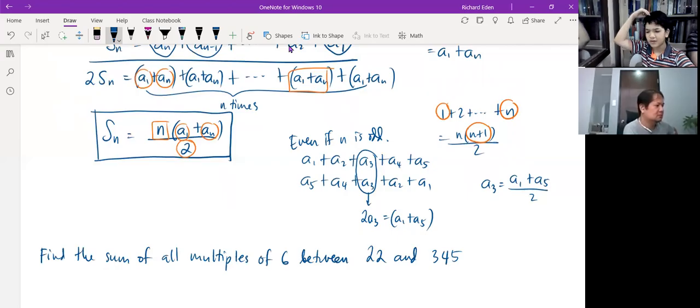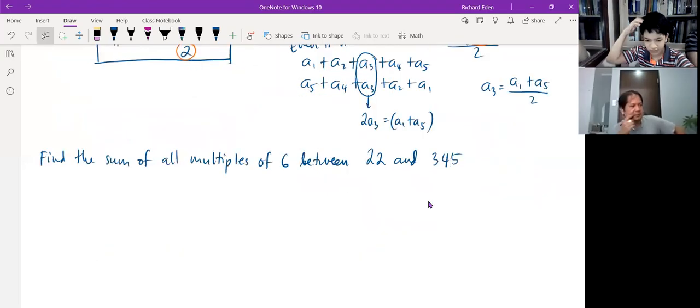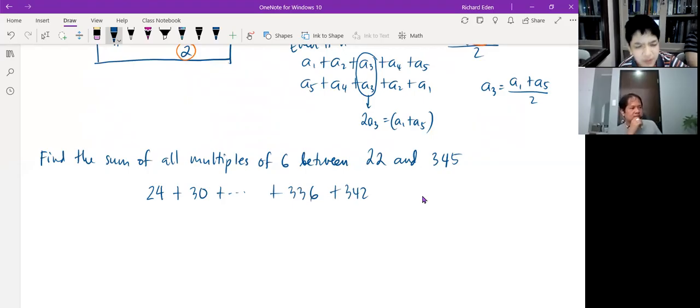Okay, so 360. The one behind that is 348, and then 342. 342 is the last. So what's the first term? 24 and 342, 24 to 342. All right, how many terms are there?